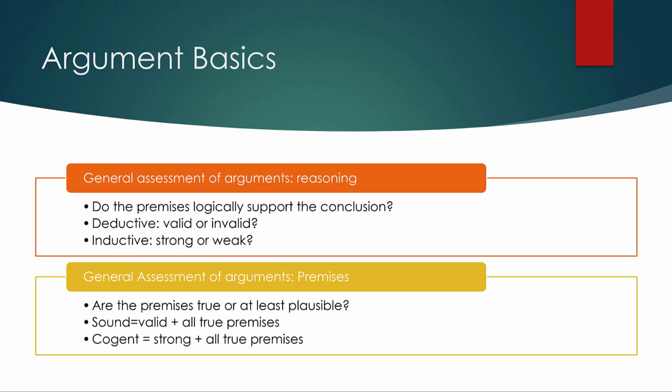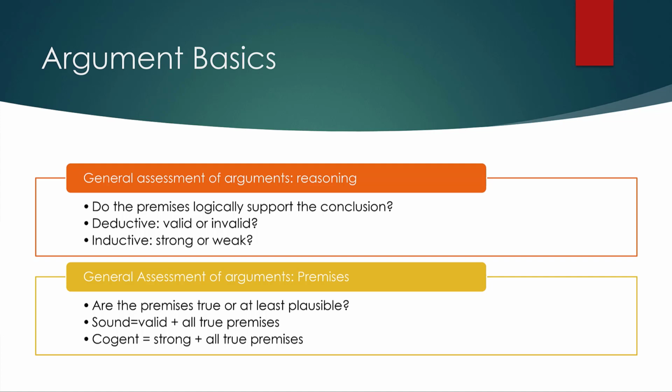Welcome to Argument Basics. As we saw last time, an argument consists of the claim to be supported, known as a conclusion, and the evidence offered in support of that conclusion, known as the premises. So when you have an argument, you would want to assess it to see if it's good, bad, or ugly.